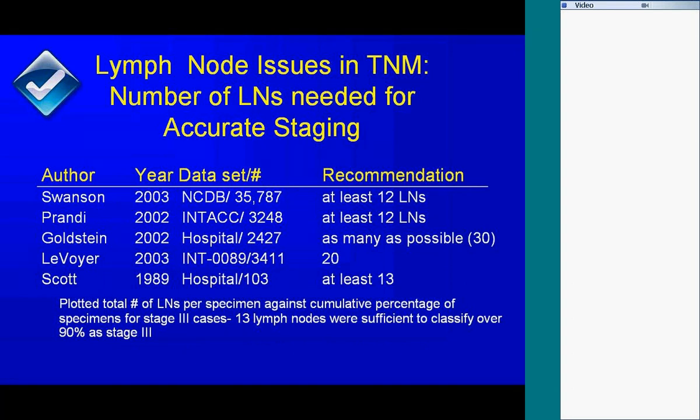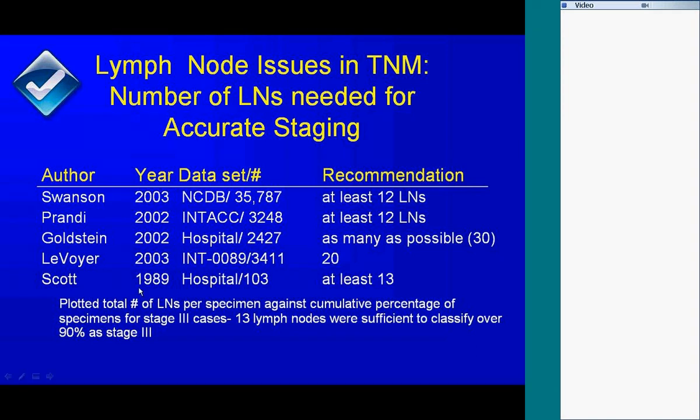Moving on to lymph node issues, the number of lymph nodes needed to accurately stage the specimen always comes up as an item of discussion in colorectal cancer staging for pathologists. And there are a number of papers out there looking at how many lymph nodes you need to find to accurately assess stage 3 disease.